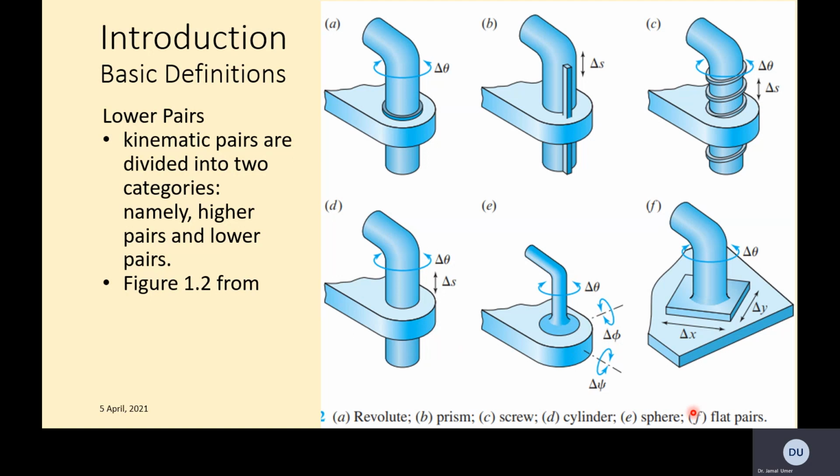The next is the flat pair. What is it? This one is just sitting on a flat surface. It has delta X and delta Y, so it can move in X and Y, and of course it can rotate as well. It's freely sitting there. So this is called a flat pair.